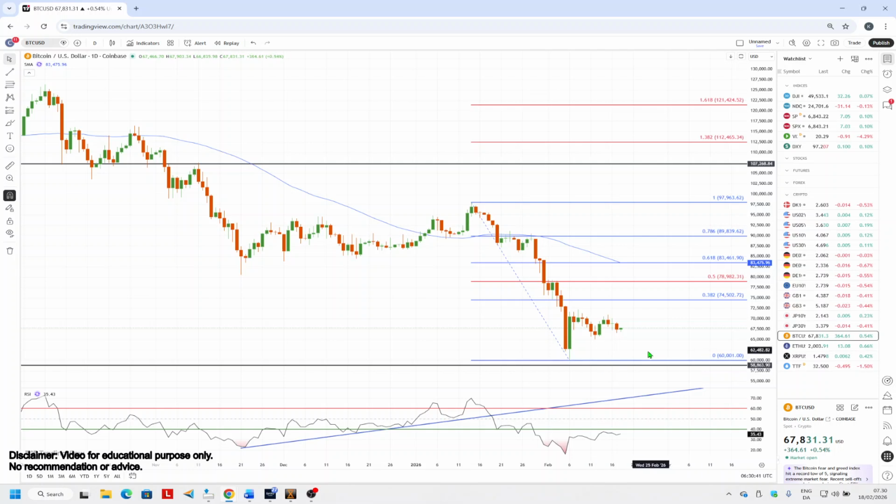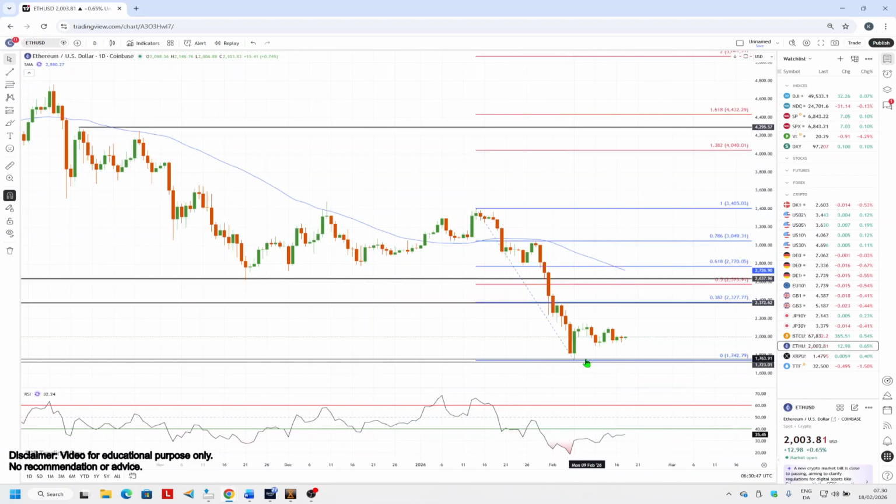Bitcoin still 60,000. That is key support. Not much to report on cryptos really. Same here, 1740 key support for Ethereum.